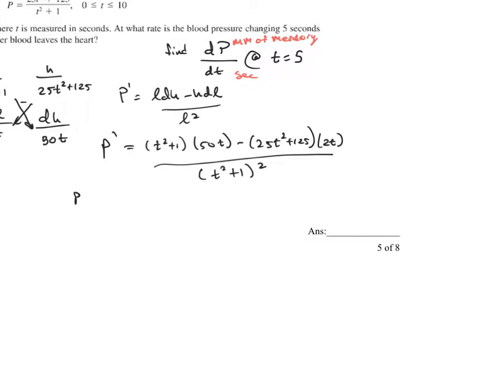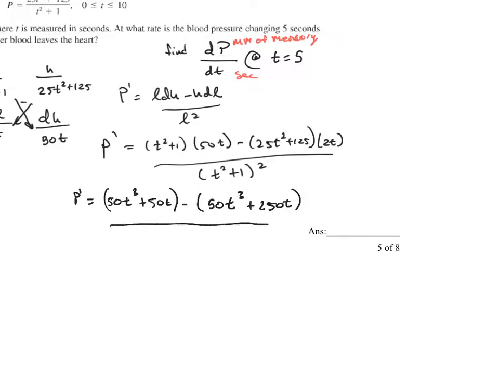So I have p prime equals 50t times t squared is 50t cubed. 50t times 1 would be plus 50t. So that's what I'm getting distributing out my first. Now I'm going to look at my second. 2t times 25t squared would be 50t cubed. 2t times 125 would be plus, what is that, 250t? All over t squared plus 1, quantity squared. Again, never distribute out or FOIL out that denominator.